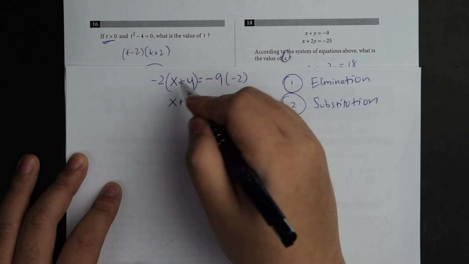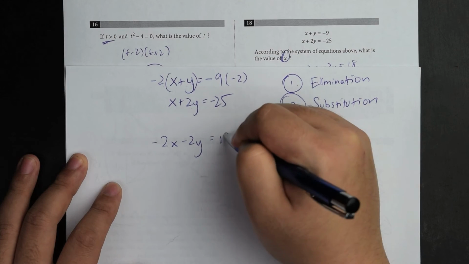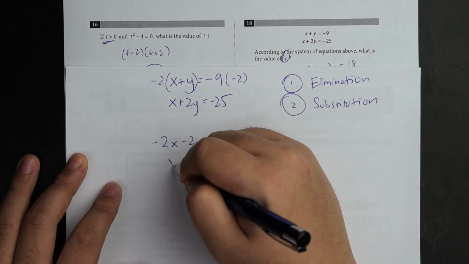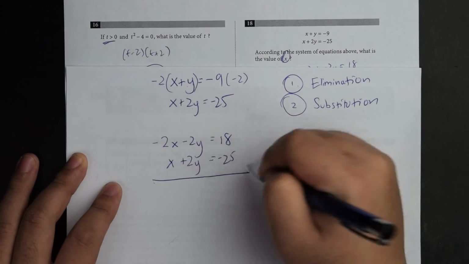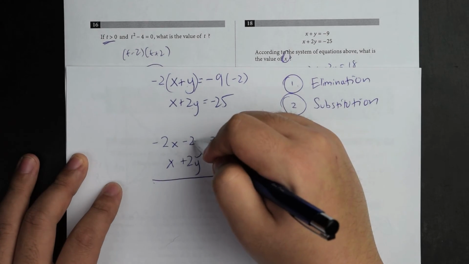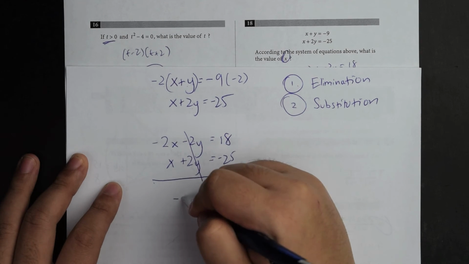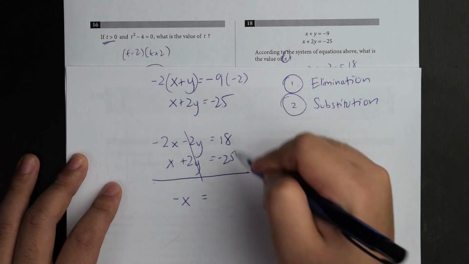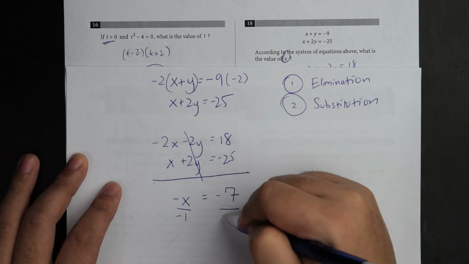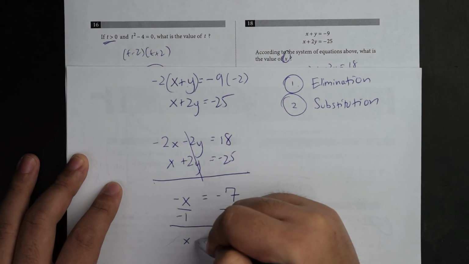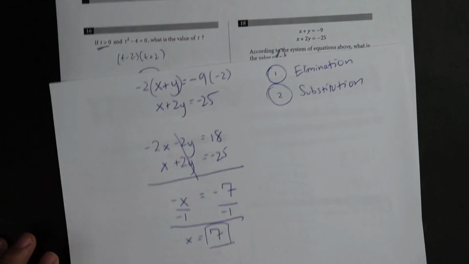By distributing, I'm going to recreate the equation, and I'm going to copy it down. By the elimination process, negative 2y plus 2y cancels out. Negative 2x plus x is going to be negative x equals negative 7 when you solve this out. Divided by negative 1, it gives me the answer, which is x equals 7. And that is going to be my final answer for number 18.